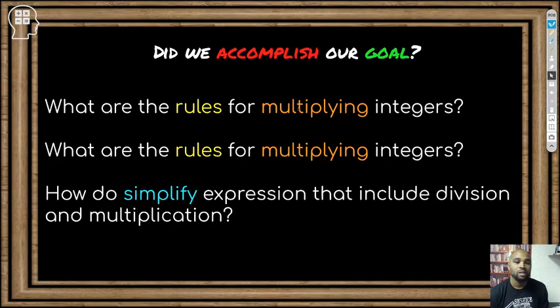Wow, that was some good stuff. All right, so did we cover everything? What are the rules for multiplying integers? Yep, we went over the rules for multiplying integers and dividing. And we saw that they're the same thing. If you are multiplying with the same sign, it's going to be positive. Positive times positive is positive. Negative times negative is positive. But if they're different signs, negative times positive, they're going to be a negative answer.